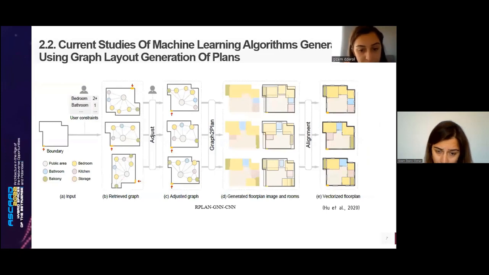So as we can see in here, Hu et al. also used the RPlan dataset with GNN algorithms, which are graph neural networks, and also convolutional neural networks. They used those algorithms together. The RPlan dataset was useful because that's why they could generate a vectorized floor plan. They also tried to create a user interface by using user constraints.